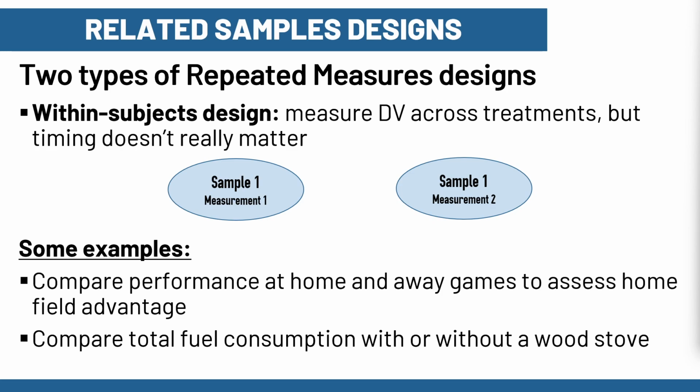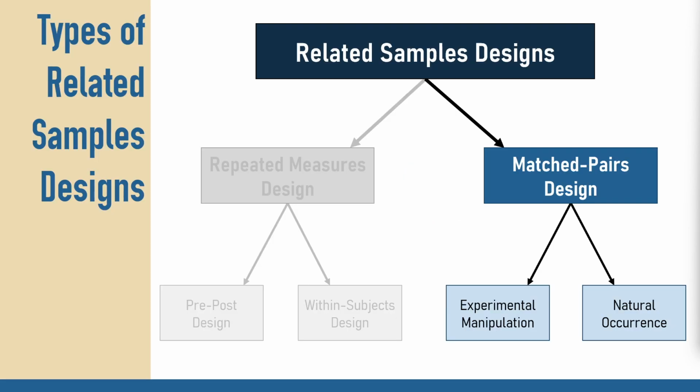Or building on the previous example about fuel consumption, maybe I wanted to compare my total fuel consumption with or without a wood stove. Right. So in other words, is using a wood stove actually helping out, or is it beneficial in a way beyond just comfort? Maybe is this actually affecting overall fuel consumption? And I wanted to assess that. Right. So just some examples of how we might do this.